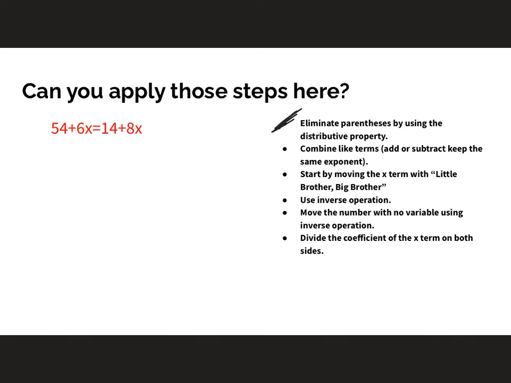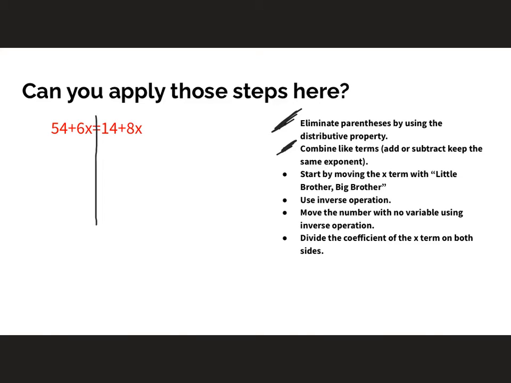Next thing I need to do is combine like terms. Now, when I'm combining like terms on each side of the equal sign, I know I'm going to need to do this anyways when I solve, so let's do it now. Let's check the left side of the equal sign. It says 54 plus 6x. I notice that there are no like terms on that side, so I do not have to combine anything there. Then it equals 14 plus 8x. Again, there are no like terms to combine on that side, so I'm now done with that step.